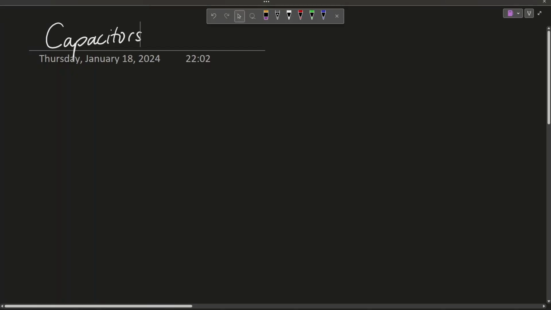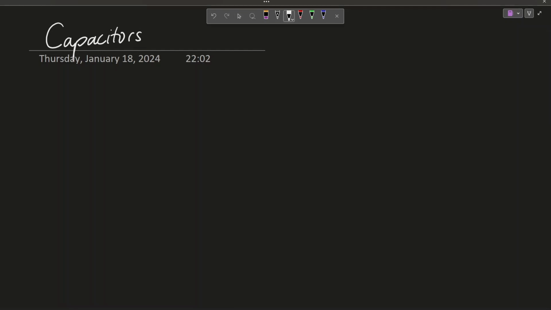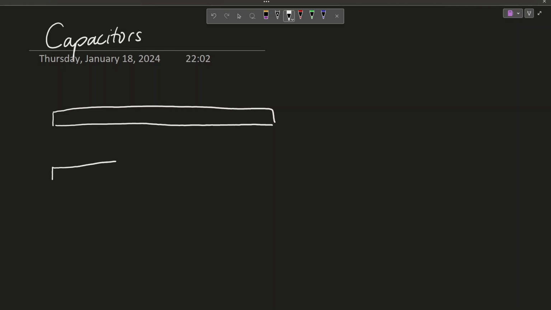Okay, so first of all, what is a capacitor? A capacitor at its most basic is just two conductors with a small gap between, such that they can store charge and thus energy between them. The simplest case is what's called a parallel plate capacitor, where there's just two conductors parallel to each other.